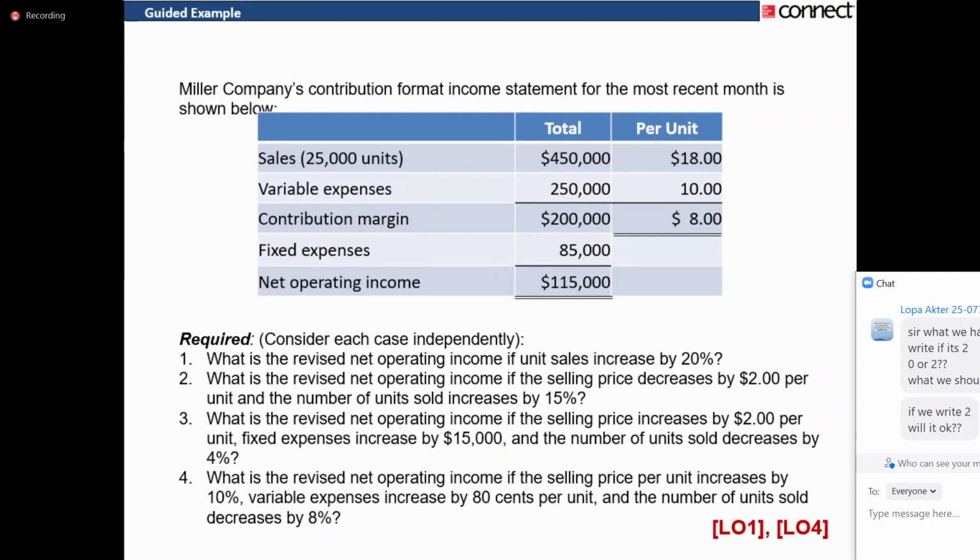When the total information is given in any problem, when you are solving the problem, please create a separate column. This is a kind of convention: create a separate column to express the numbers on a per unit basis when you are using the contribution format income statement to get your solution or to fulfill the requirement. Beside your total column, write a per unit column. This is a convention of preparing the contribution format income statement.